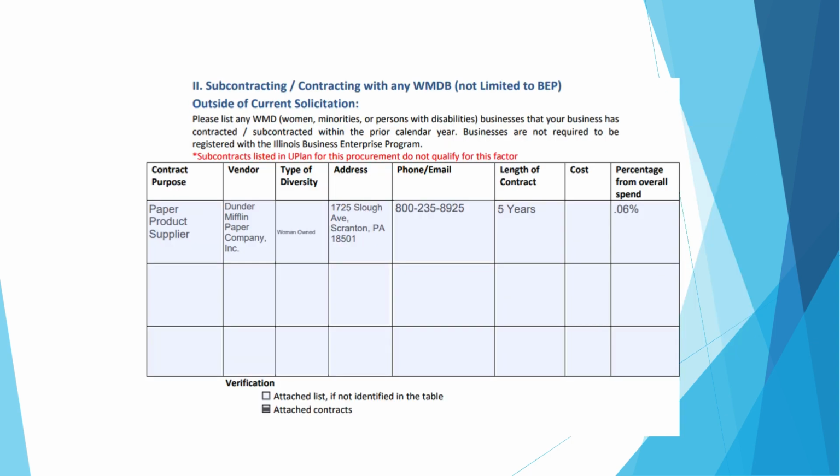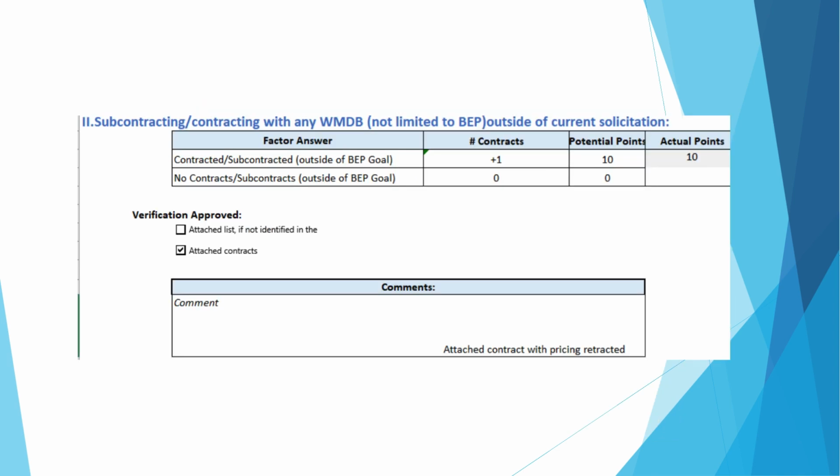Factor 2 awards points for contracting or subcontracting with any women, minorities, or persons with disabilities that is not part of their current U plan. The offeror here provided their contracts, which may be redacted, and filled out everything in the table except the cost of the contract. Even if the vendor does not provide the cost, if they provide the verification, it can be accepted. At this point, due to limited data, having any contracts with WMD will earn 10 points.